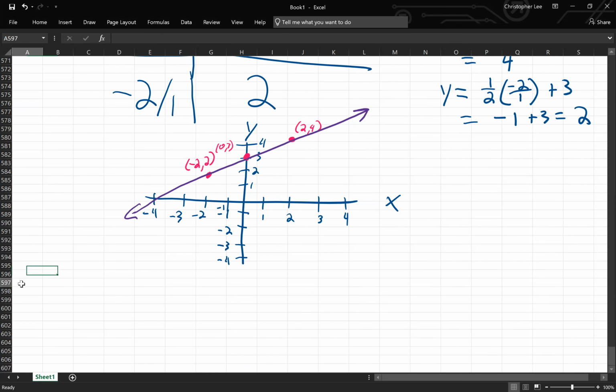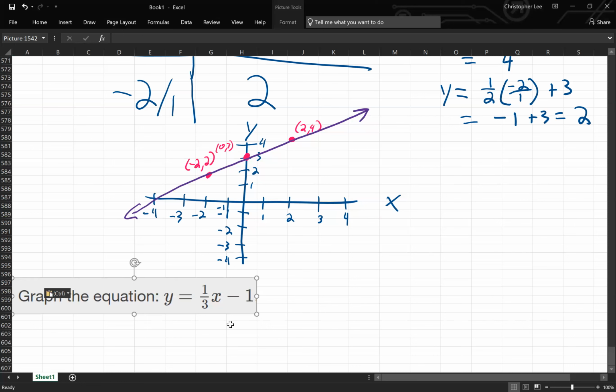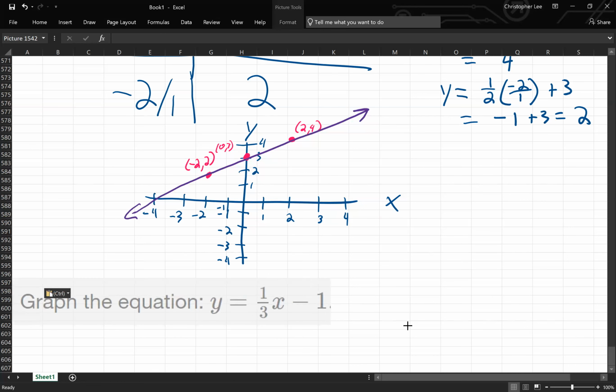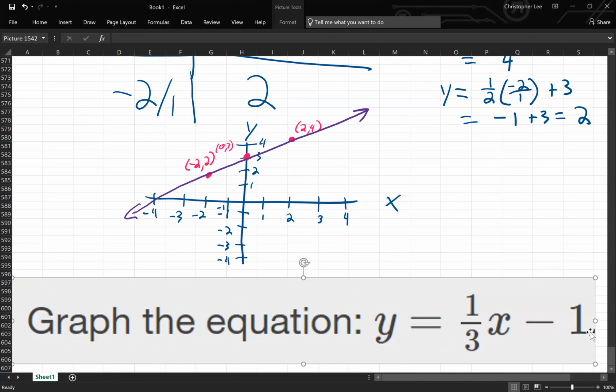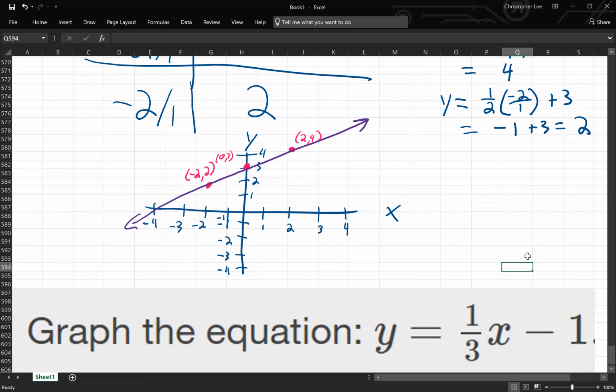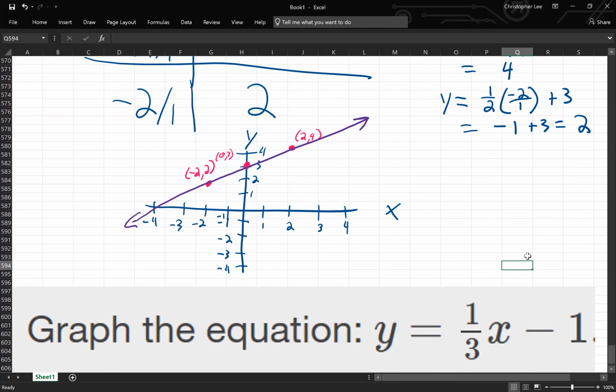All right. So that being said, you guys try. Same thing, make a table of values, plot the points, draw the graph. Simple, simple, simple.